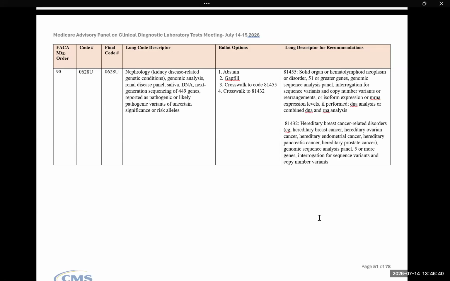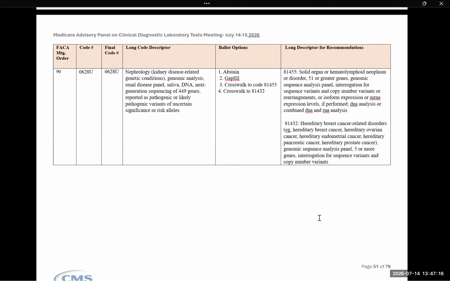And the panel reviewed this code and reviewed the other CPT codes that were crosswalk options. And it is the panel's recommendation that the most representative crosswalk in terms of resources, methodology, et cetera, to this 0628U assay is actually CPT code 81432. So the panel's recommendation is to 81432. The sponsor recommended 81455, and then of course we have the alternatives, abstain or gap fill.